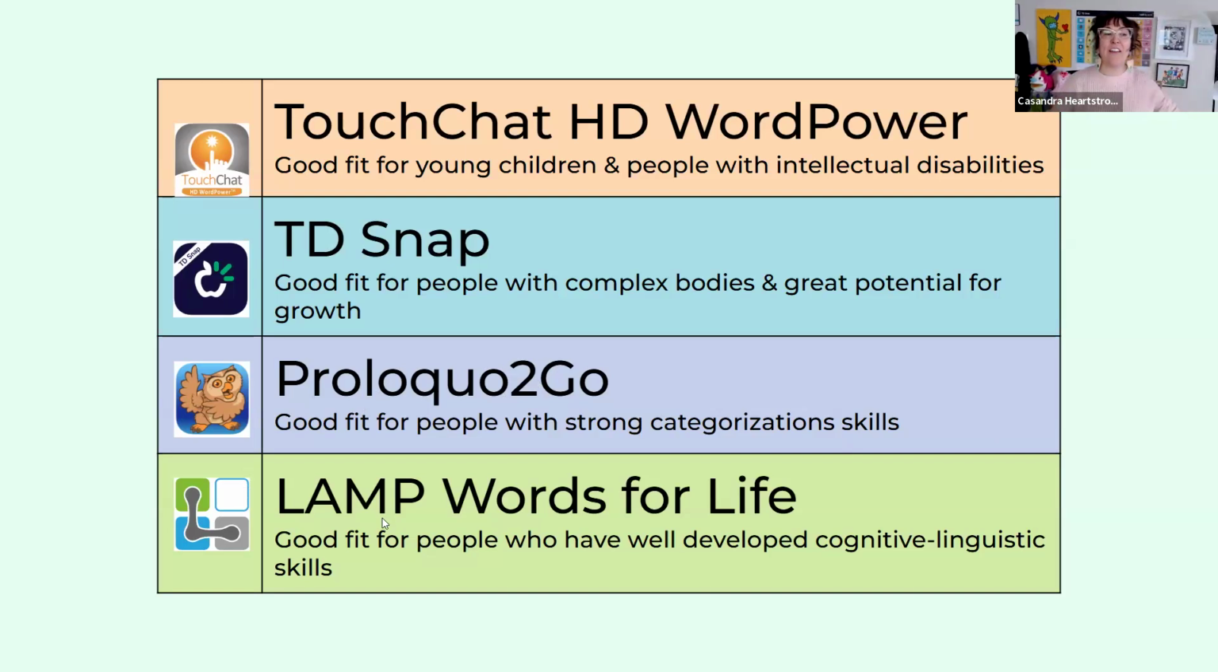And LAMP Words for Life is a great fit for people who have well-developed cognitive linguistic skills. They have a ton of language here, but not a lot of language here. Because in LAMP, you can get to all thousands of words in 3 taps. Whereas in TouchChat or TD Snap or Proloquo, to get to all of your words, you might be doing 9, 10 taps to get there. So LAMP is hyper efficient if you've got language here.